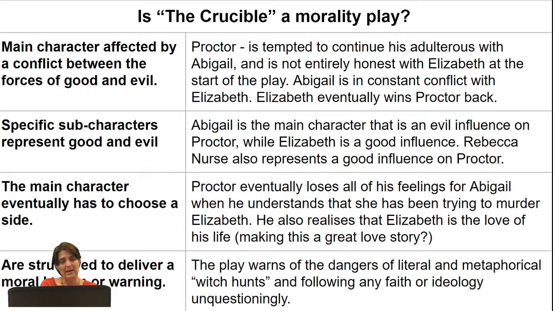So do we have a main character affected by a conflict between the forces of good and evil? Our main character is Proctor. He's tempted to continue his adulterous affair with Abigail. He's not entirely honest with Elizabeth at the start of the play. And we can see that Abigail is in constant conflict with Elizabeth, and then Elizabeth eventually wins Proctor back. So yes, there does seem to be this conflict between the forces of good and evil, and they affect the main character.